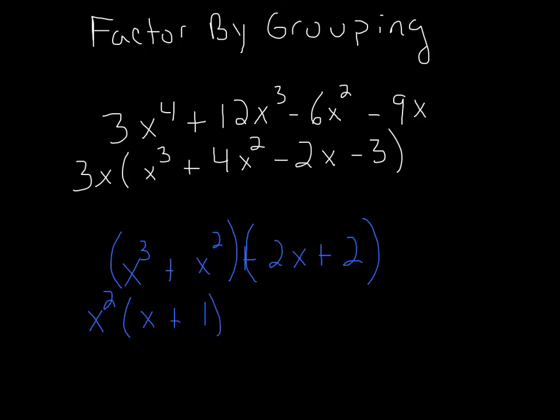Now if I look at the second part, there should be a little plus in between here. Every time you do factoring by grouping, you should always put a little plus in between them. If we look at the second part, what we have in common is a 2. So you're going to pull out that 2, and when you pull out that 2, you're now left with what? x plus 1. Now here's what I want to show you now.